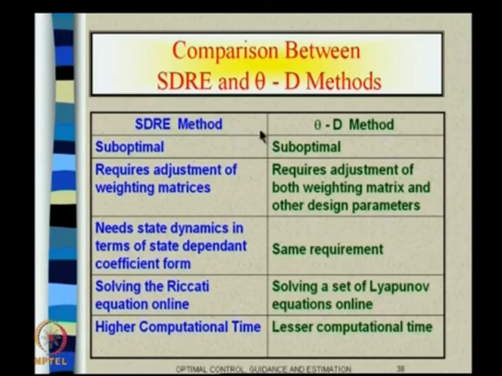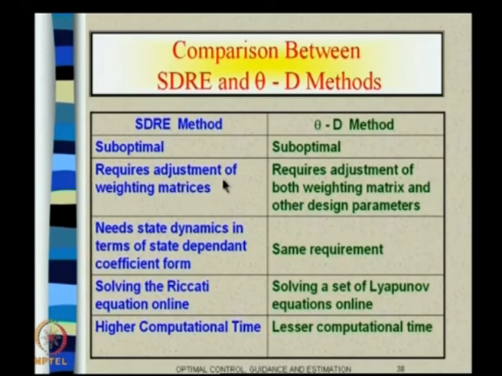So, in summary, there is a small comparison that you can think about. On one hand we have the SDRE method, on the other hand we have the theta d method. Both are applicable for control affine systems only, don't forget that, and both lead to suboptimal solutions, okay. SDRE requires adjustment of the weighting matrices Q of x, R of x, and once you adjust them, it is all Riccati equation solution, you do not have control on that, okay.